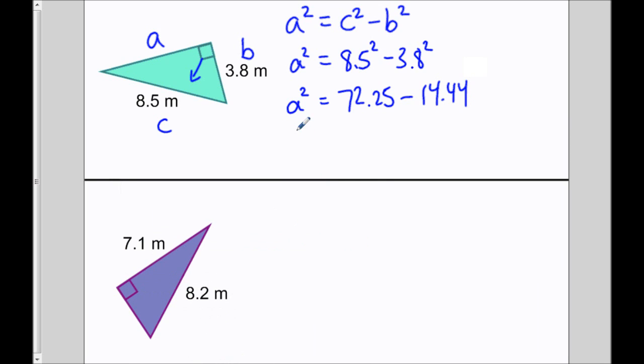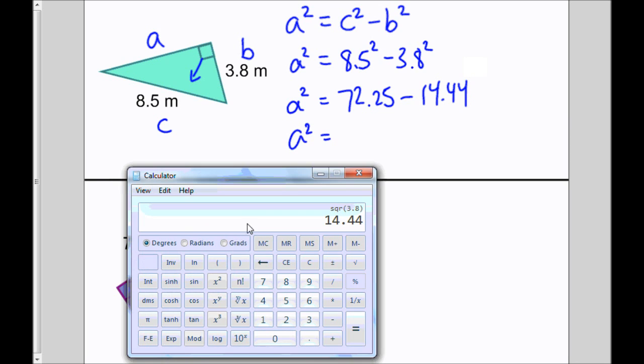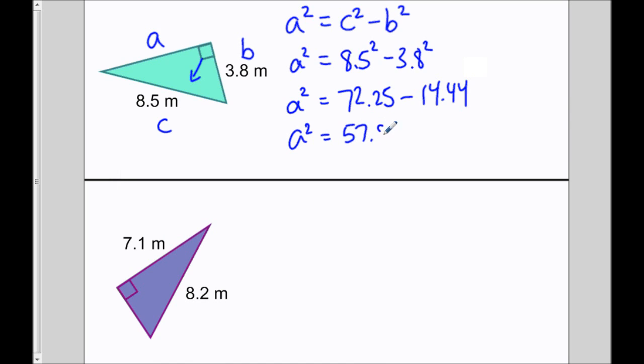So now we just subtract them. Right? So 72.25, take away 14.44 is equal to 57.81. But if I want A from A squared, right, I take the square root. So A is going to be, and I just push one button, and I get 7.6 meters, roughly. Okay. So again, because we're not missing the hypotenuse, but we're missing one of the legs, we're going to use the subtraction version of the Pythagorean theorem to help us find out the missing side length.